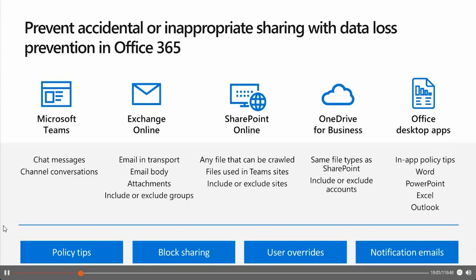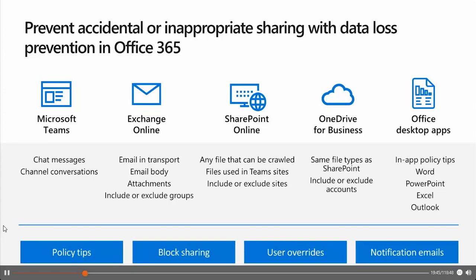In Exchange Online we already have email in transport, which means that we can use transport rules in Exchange Online, where we can go through the email body and attachments, and obviously we can include or exclude groups for that topic. On SharePoint Online, for example, we can see every file used in team sites. There are included or excluded sites that we can use for our different use cases. And on the other hand, we have the integration in OneDrive for Business, where we can do the same things as for SharePoint.